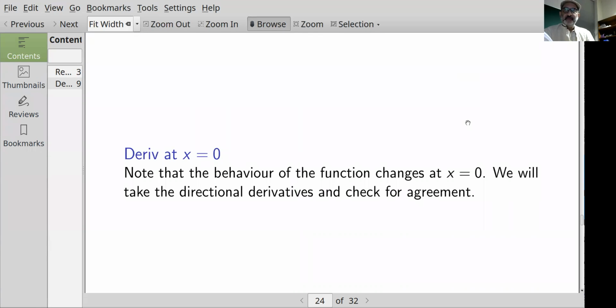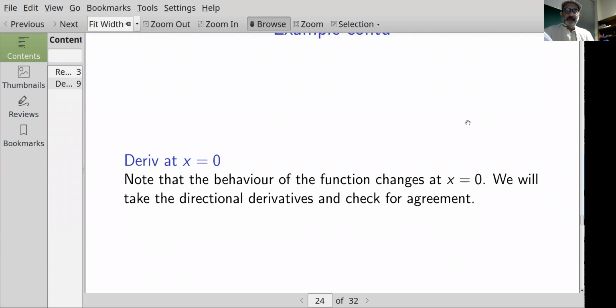and the derivative at 0, again, we're going to be taking a limit of a function, and that function changes its behavior exactly at the point where we want to talk about the limit. So what we want to do is take directional limits and then check for agreement.